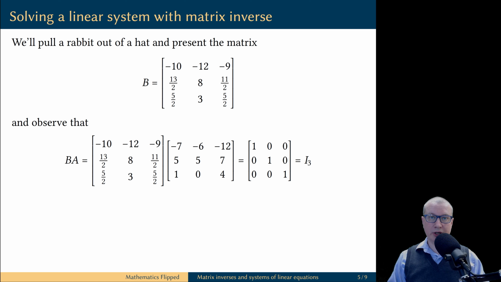I'm going to pull a rabbit out of a hat and simply produce out of the blue this 3x3 matrix B. I've done all the heavy lifting, and all I'm asking of you is to check that this matrix B multiplied by the original matrix A results in the identity matrix. Once I gave you the matrix B, this is just a matter of simple direct computation.